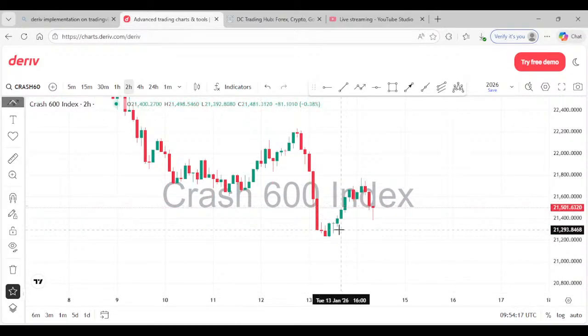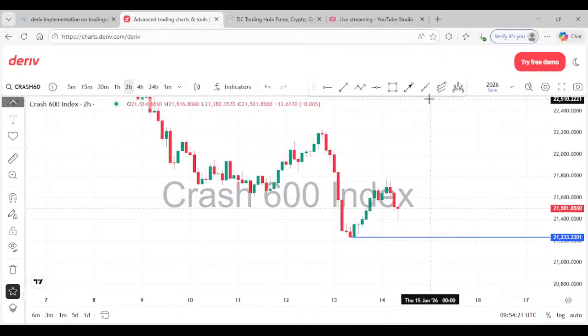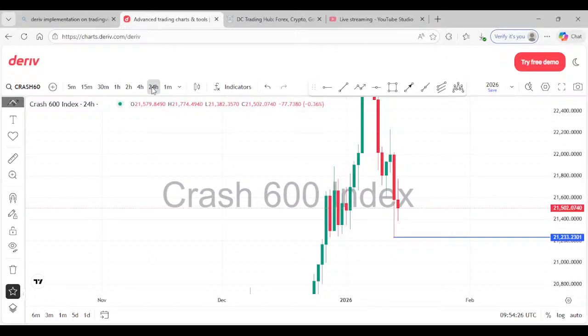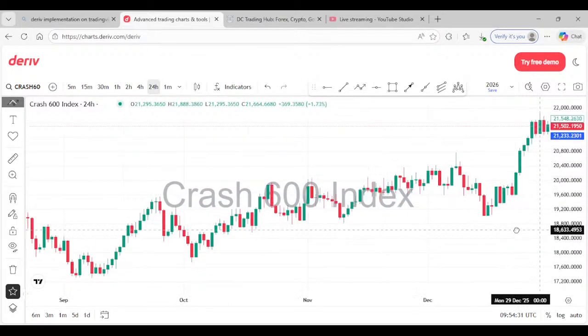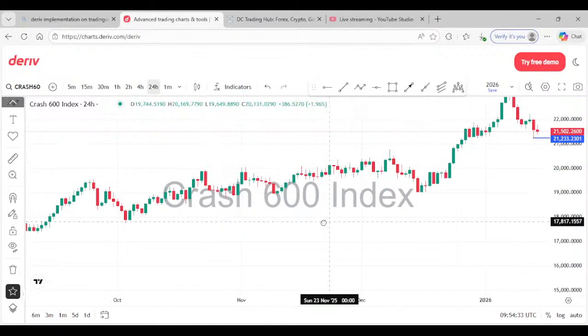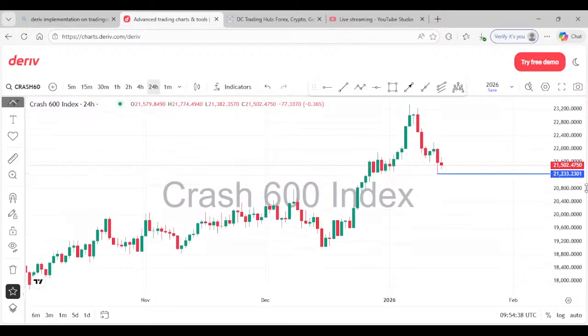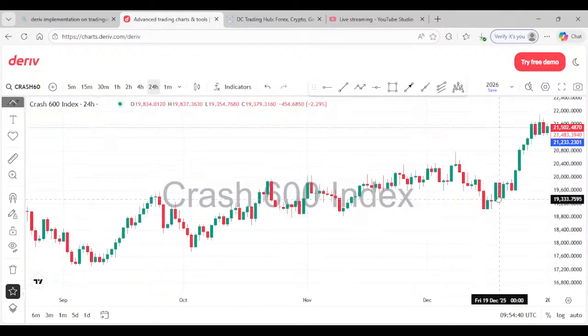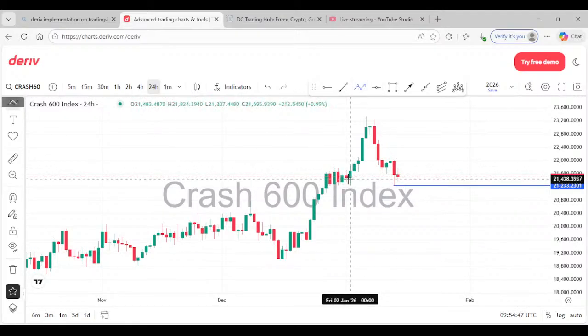Must reach this level. Okay, let's start from the H1 and try to identify what is taking place here. So overall, from the daily, we can clearly see that price is moving up. That's one. But currently, price has been making a correction. Price was moving up, and currently price is making a correction.